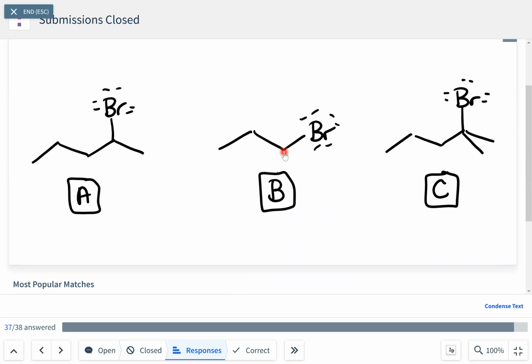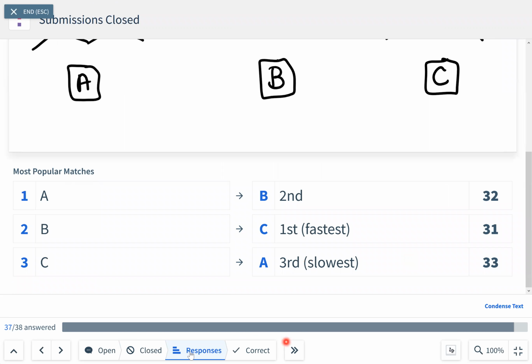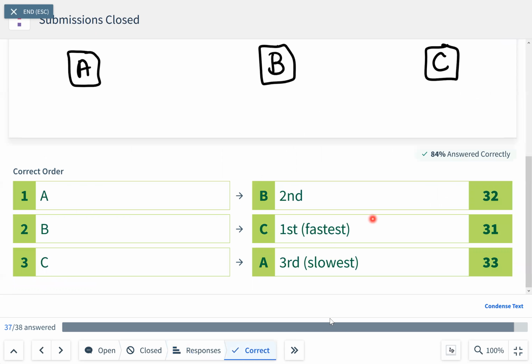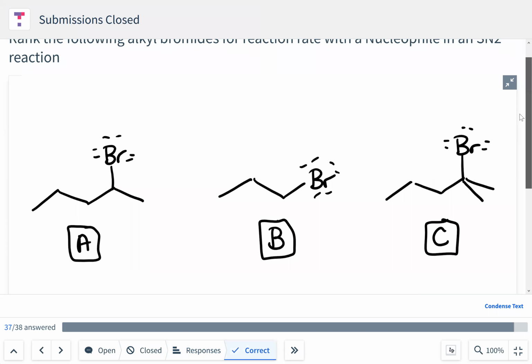So primary should be the fastest, which would be B. Secondary would be the second fastest, which would be A. And then C here has got 1, 2, 3, it's tertiary, so it should be the slowest. And that seems to be the majority of what everyone said. So that's good. What we'll do on Thursday is wrap up SN2, and then talk about SN1. There's another reaction in which the tertiary is the fastest.